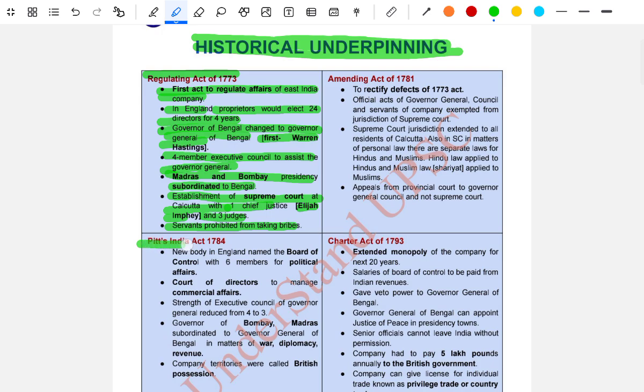Pitt's India Act 1784: a new body in England named the Board of Control, with six members, for political affairs. The Court of Directors managed the commercial affairs. The strength of the Executive Council of the Governor General was reduced from 4 to 3. The Governors of Bombay and Madras were subordinate to the Governor General of Bengal in matters of war, diplomacy, and revenue. Company territories were called British possessions.